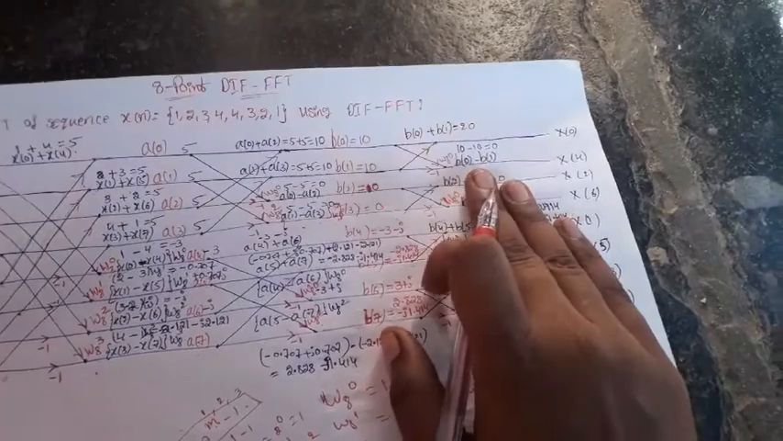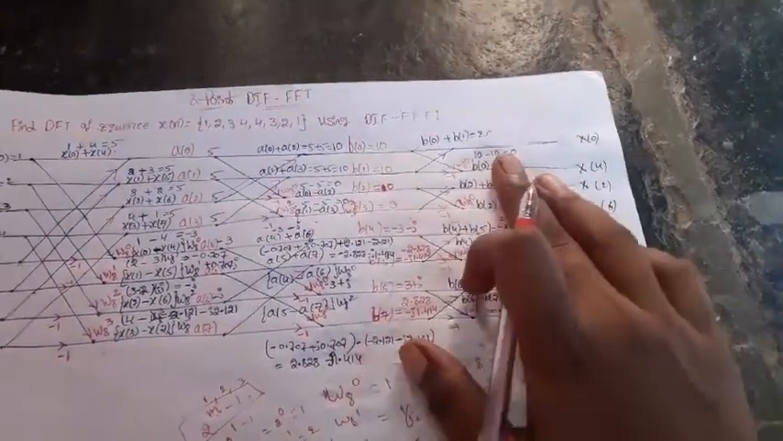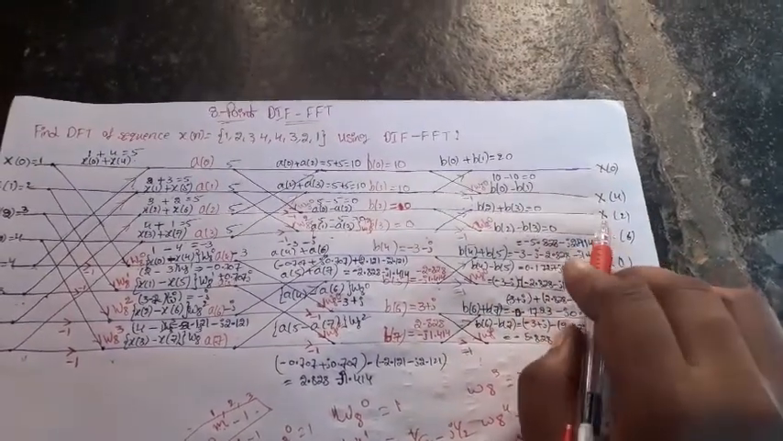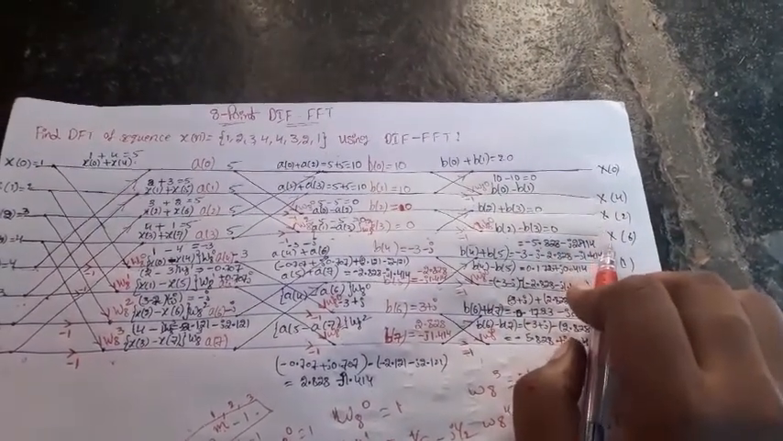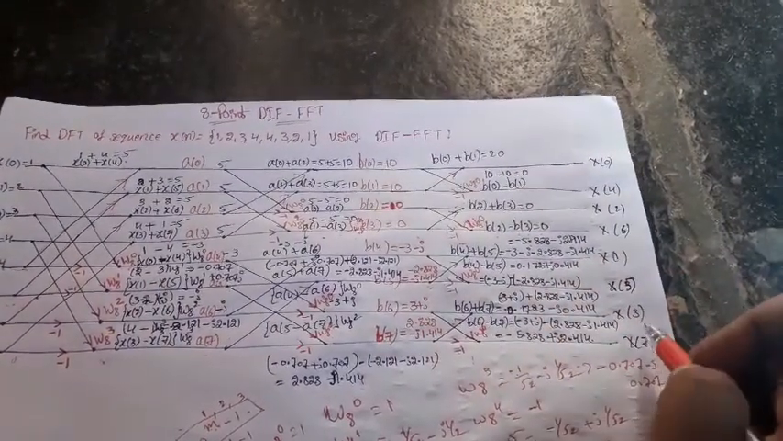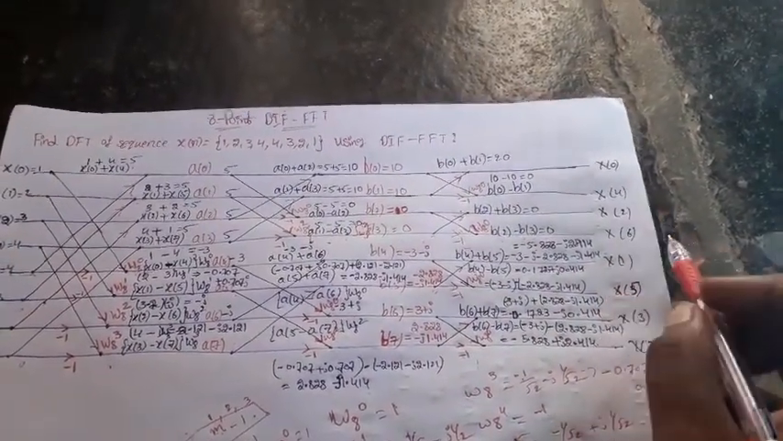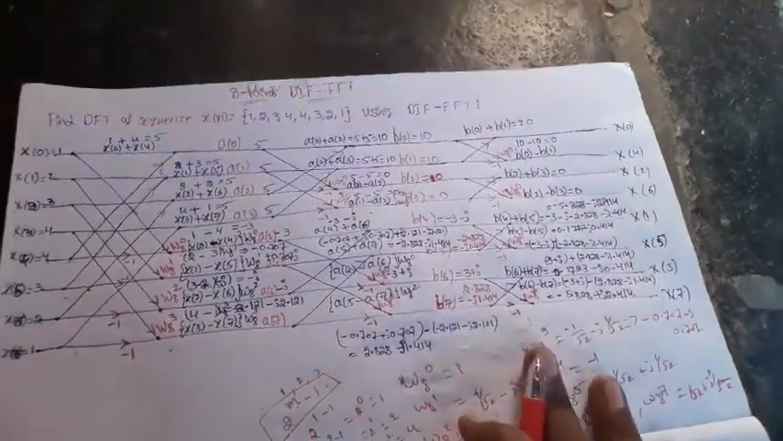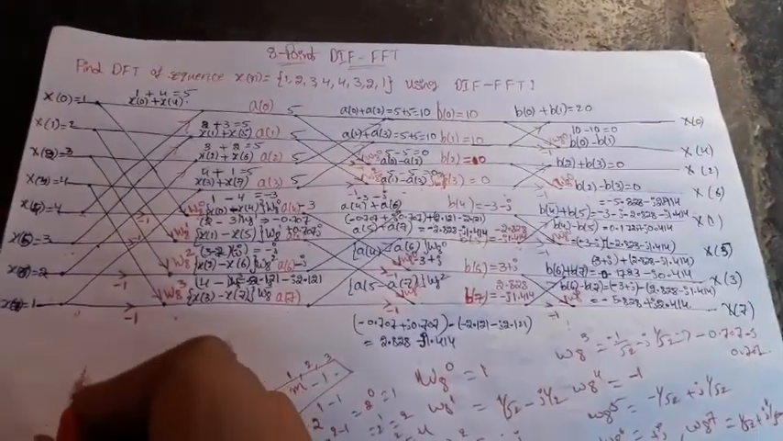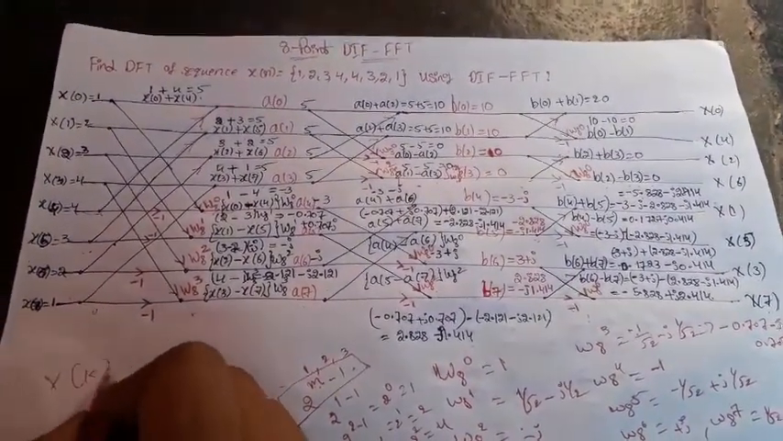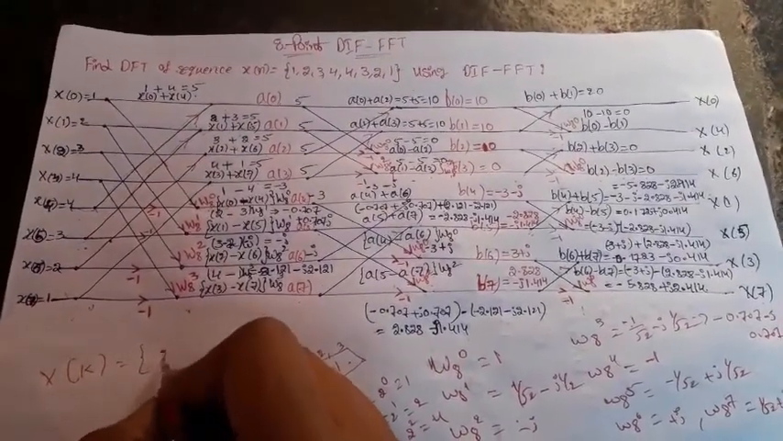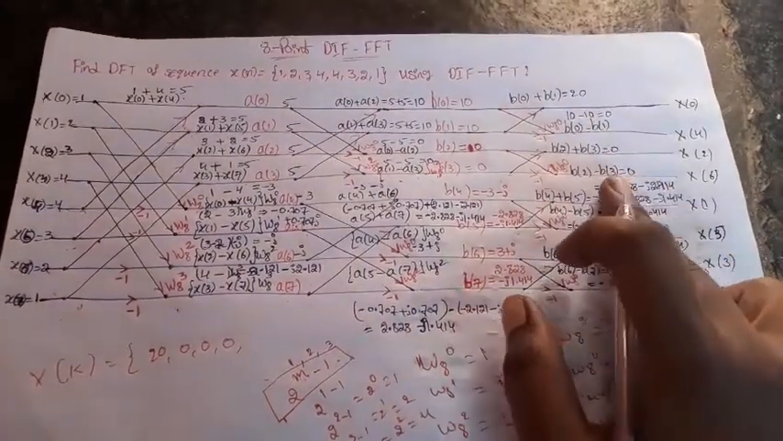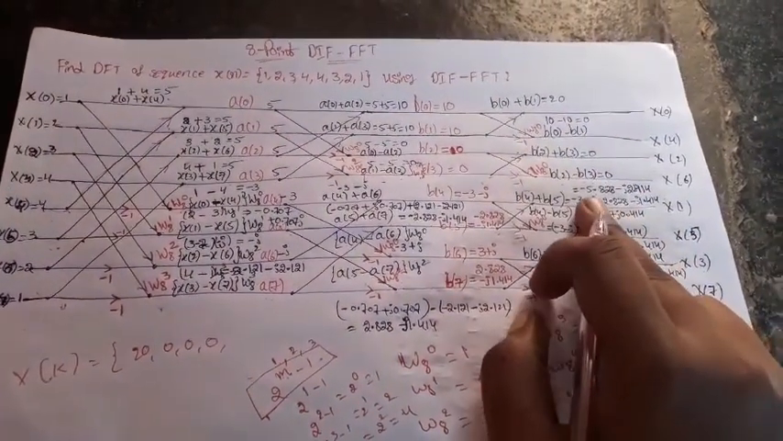third stage outputs. The third stage outputs are represented in bit reversal order. The outputs are x of 0, x of 4, x of 2, x of 6, x of 1, x of 5, x of 3, x of 7. These 4 are the even terms and these 4 are the odd terms. Finally, the values are represented as x of k equals 20, 0, 0, 0, 20, 0, 0, 0.